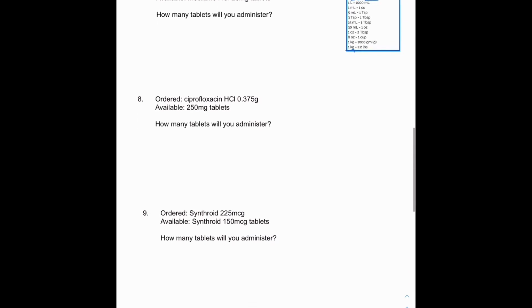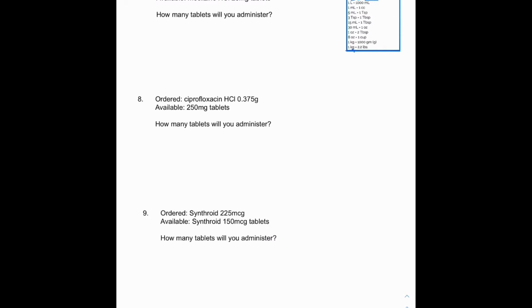All right. Number 7, the order is meclizine 50 milligrams. What's available is meclizine 25 milligram tablets. Now you may look at this and go, okay, this is straightforward. I already know what this is. But this is an opportunity for us to practice the procedure, practice the process of dimensional analysis, and it helps that you have a good idea of what this is probably going to be, and that way it's a little bit easier to check your work and make sure you're on the right track. Okay, so let's just work it out.